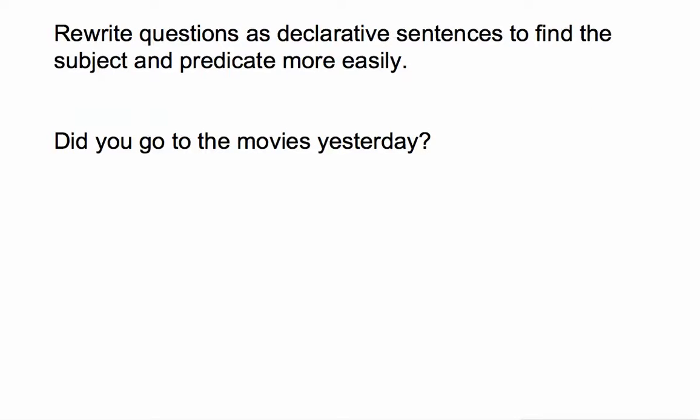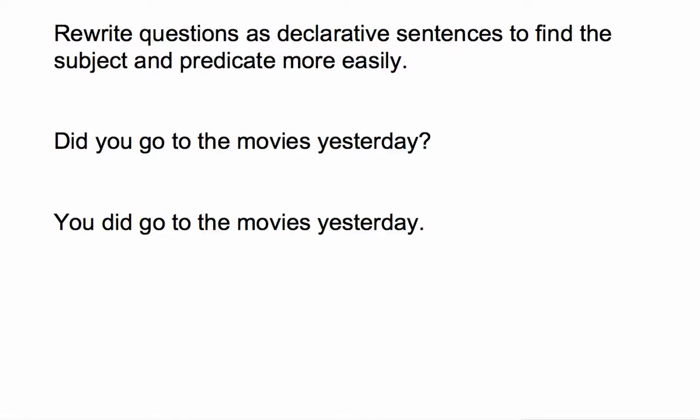When you encounter an interrogative sentence, in other words, a sentence that is phrased as a question, rewrite it as a declarative sentence to find the subject and predicate more easily. For example, in the sentence, did you go to the movies yesterday? You would rewrite this as you did go to the movies yesterday.